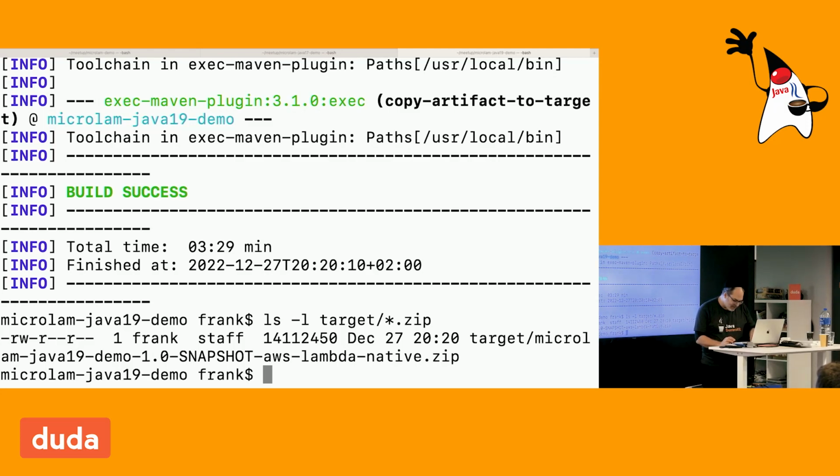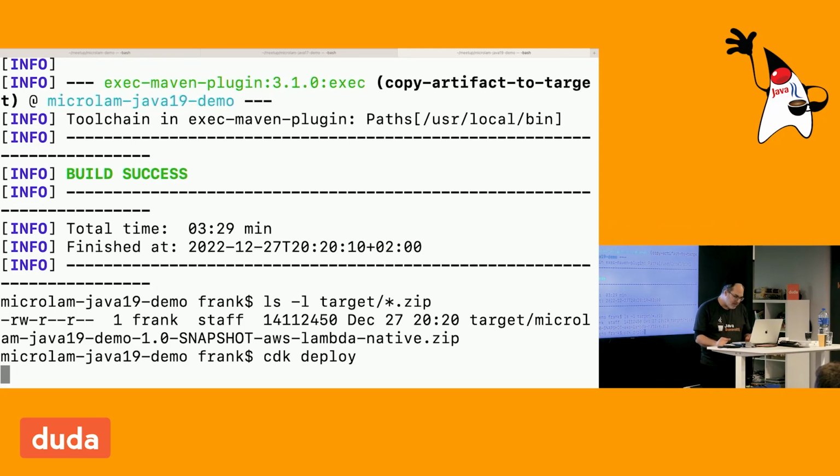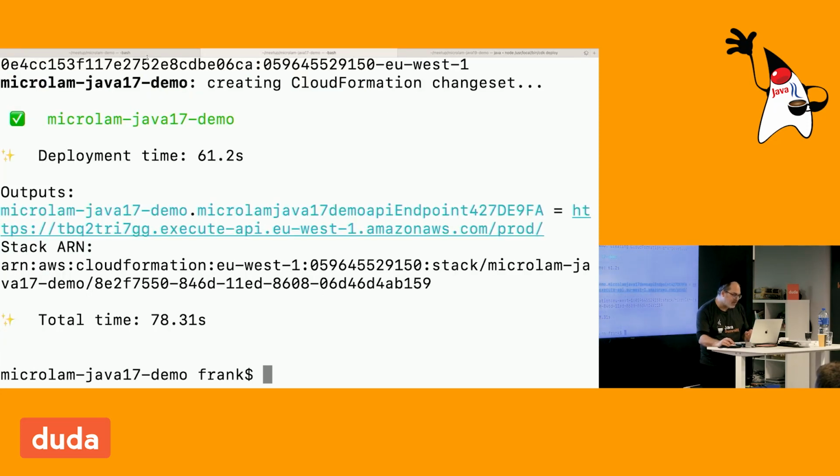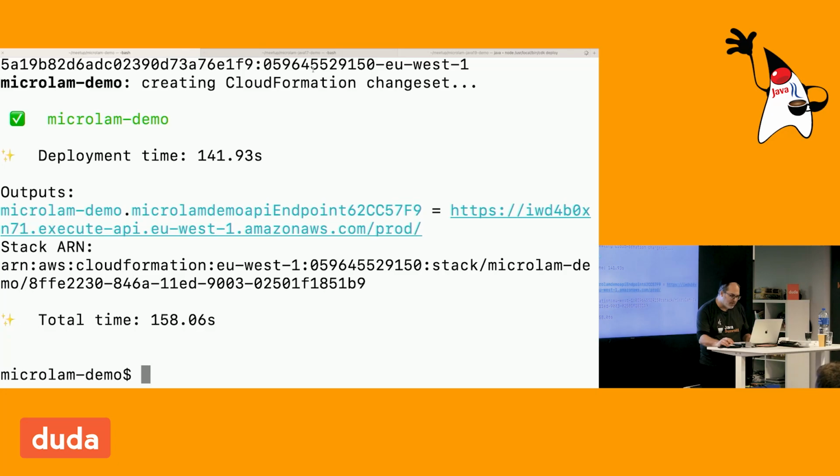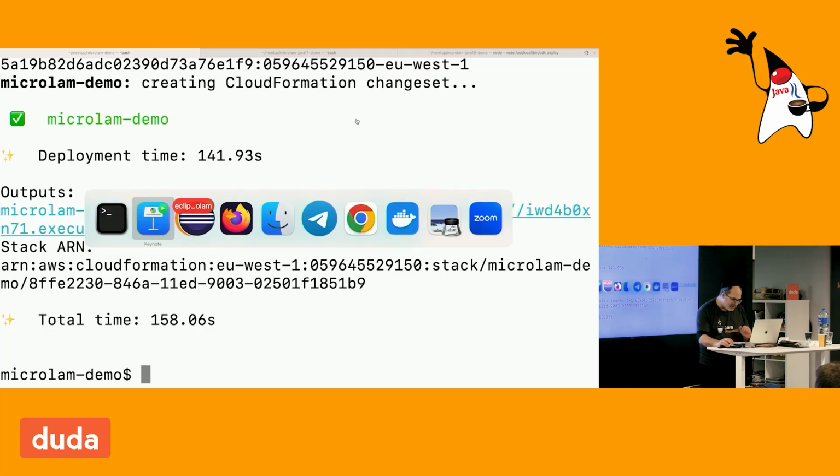Okay, so let's do a CDK deploy in the meantime. And now we can see that the deployment for Java 17 has worked. For Java 11 has worked. Okay, let's see in the slides.